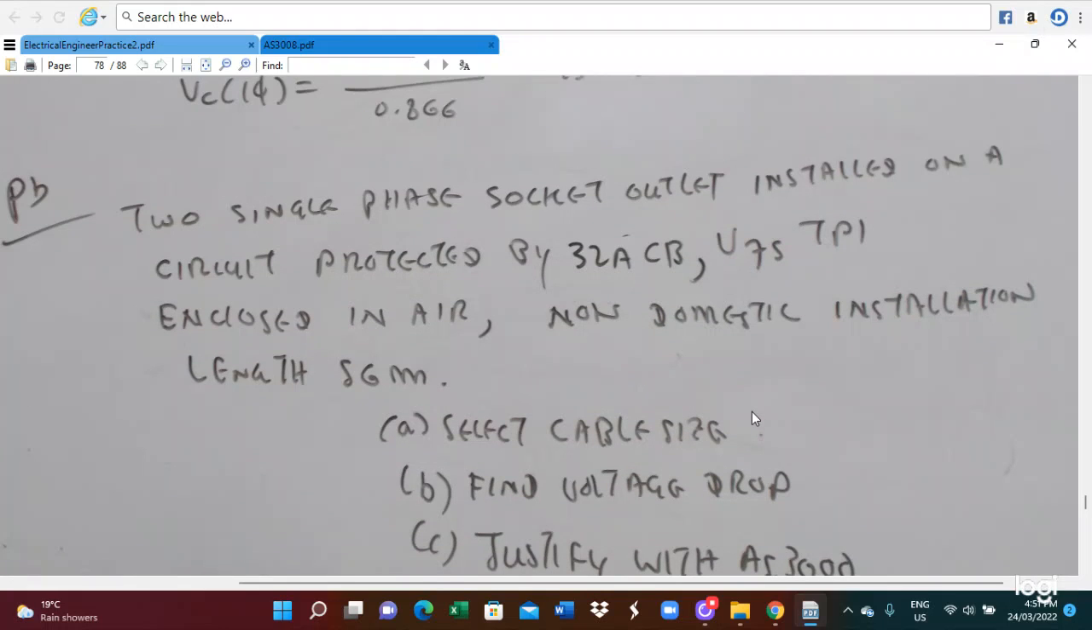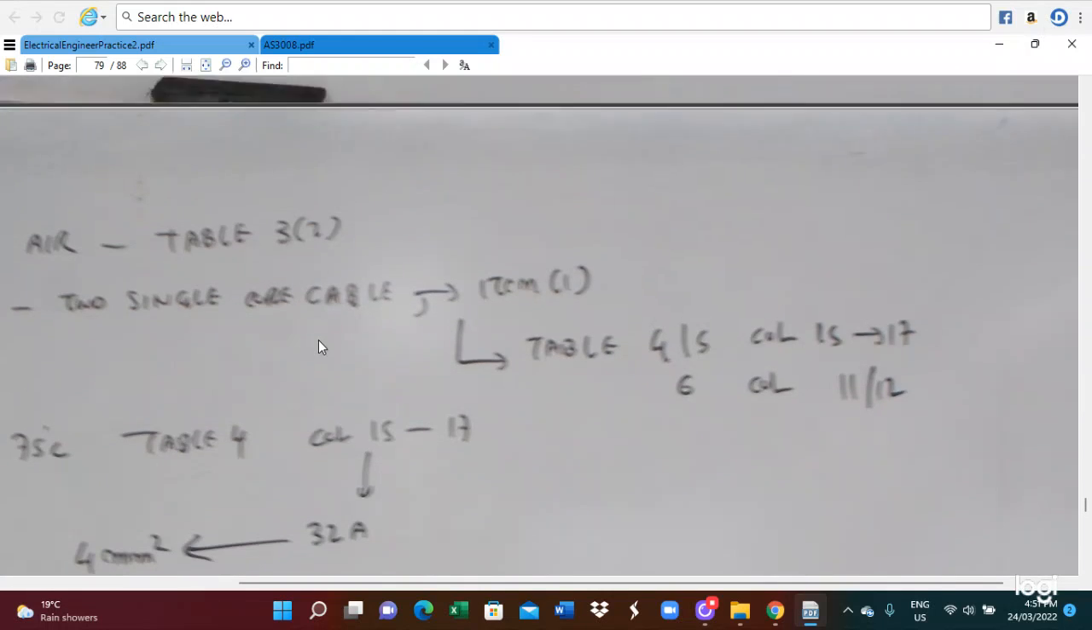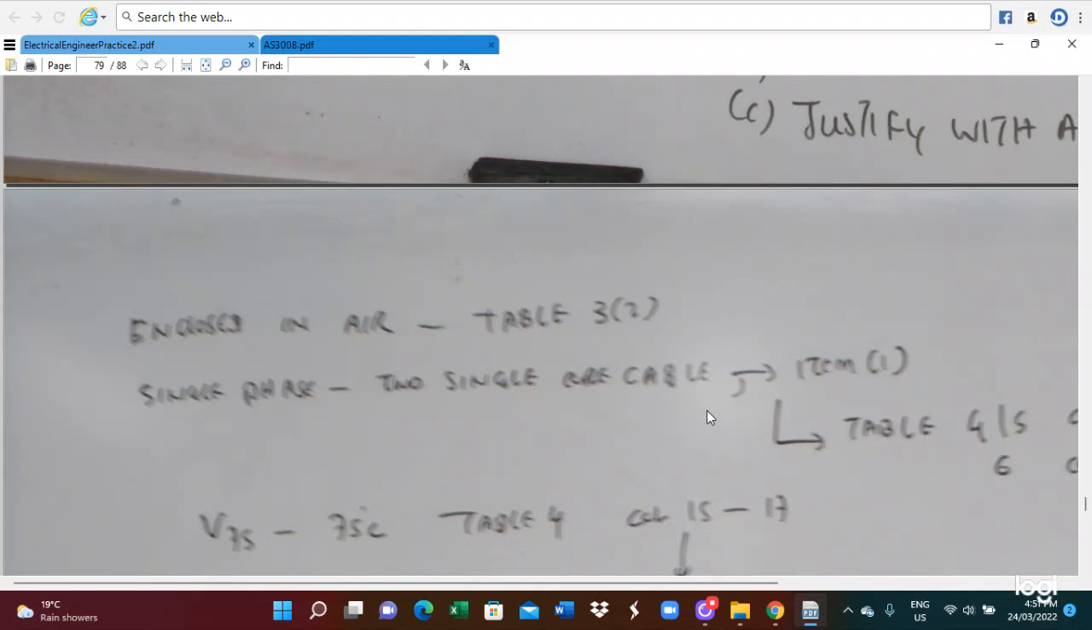Okay, the next problem. Two single phase socket outlets installed on a circuit provided by a 32 ampere circuit breaker, V75 TPS, enclosed in a non-domestic installation, and the length is 50 meter. So we have to select the cable size, find the voltage drop, and then justify with AS/NZS 3000. So the enclosed A, so this is table 3.2.